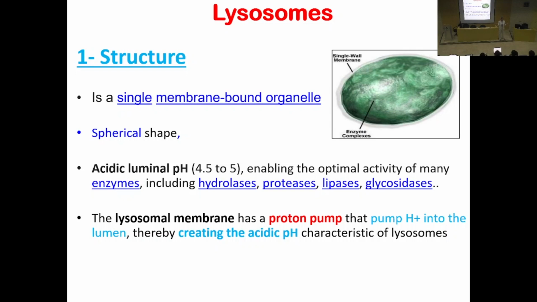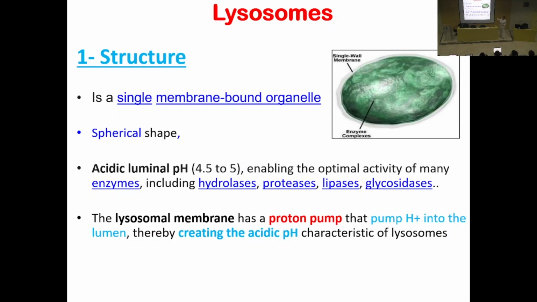And for a protein to work, it needs optimal conditions: temperature, pH. Some enzymes work at acidic pH, some enzymes work only at neutral pH, pH 7, and others at alkaline pH, all right? So to be functional, we need to have optimum conditions for this protein. So the enzymes or proteins in lysosomes need an acidic pH to be functional.